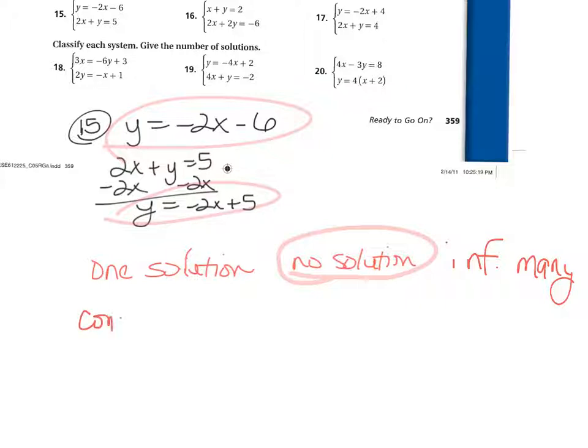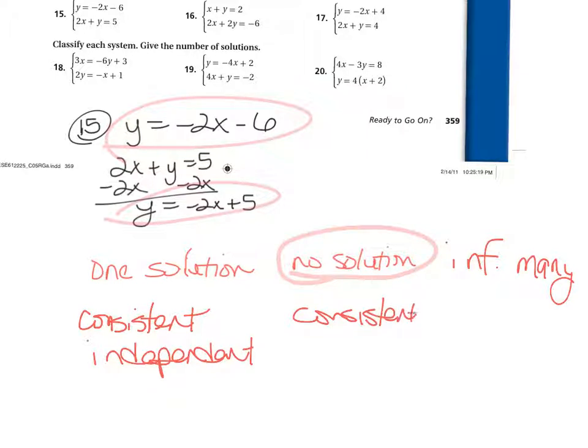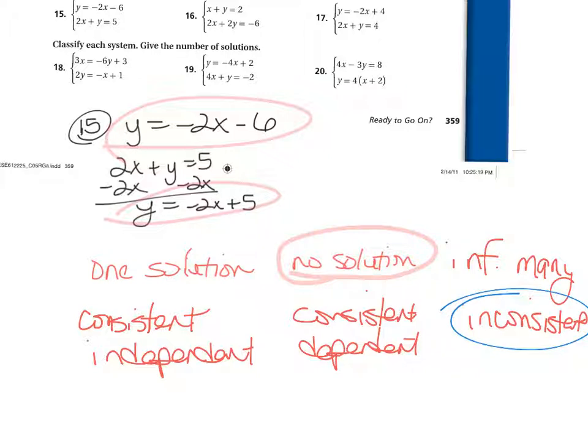You're either going to say it's consistent and independent, or you're going to say that it's consistent and dependent, or it's inconsistent. So, what is this system when it's no solution? Inconsistent. So this is what you're going to do on the test.